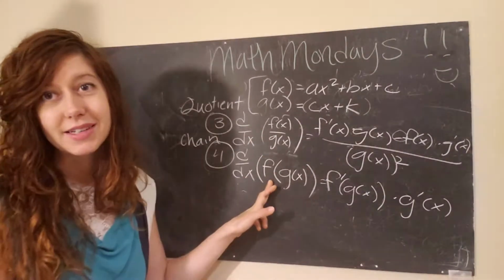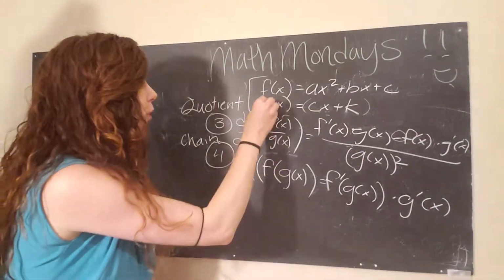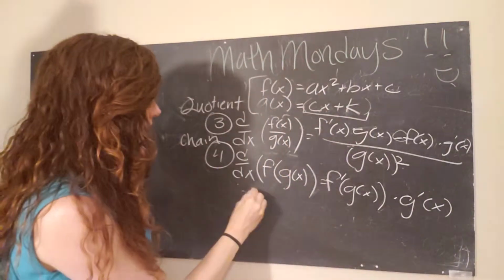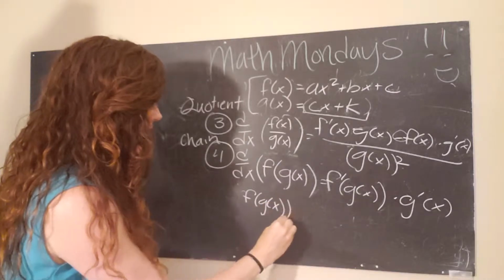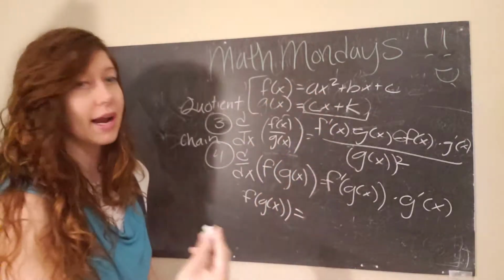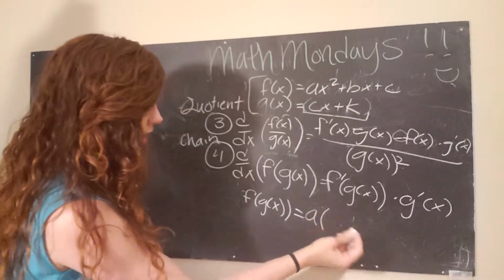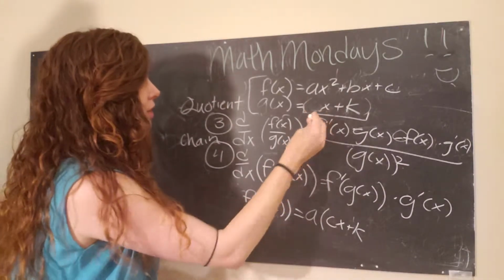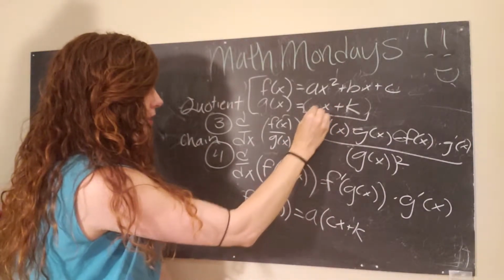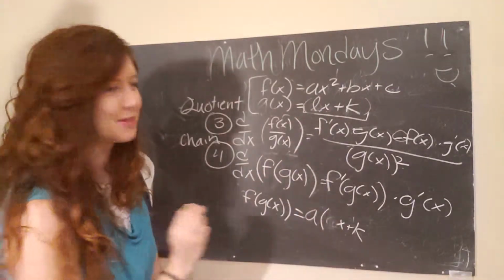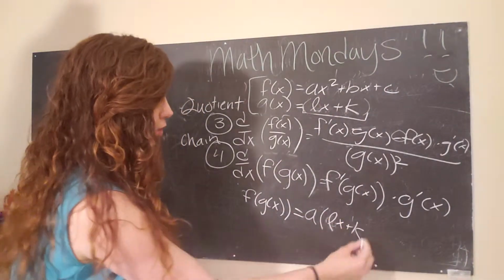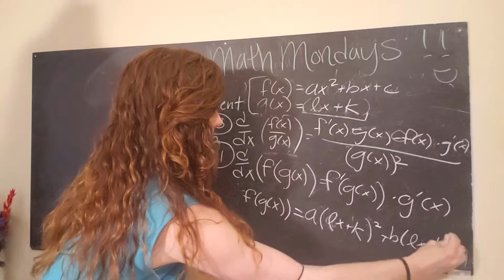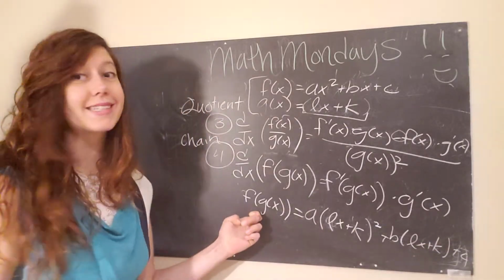So that basically just means when we're asking what is f of g of x, we plug in g, which is this, into f. So f of g of x is this chunk in for x. So we would get a times cx plus k. You know what? I feel like I should change this variable at this point. We're going to call this L. Okay, keep these things straight. So L x plus k squared plus b times L x plus k plus c. So that is f of g of x.